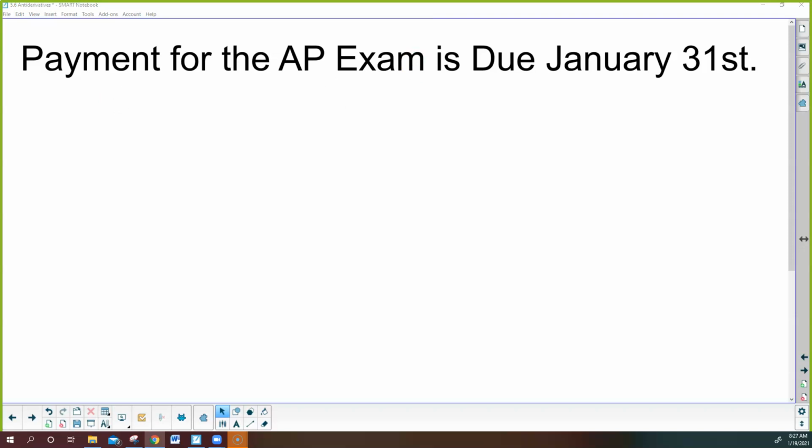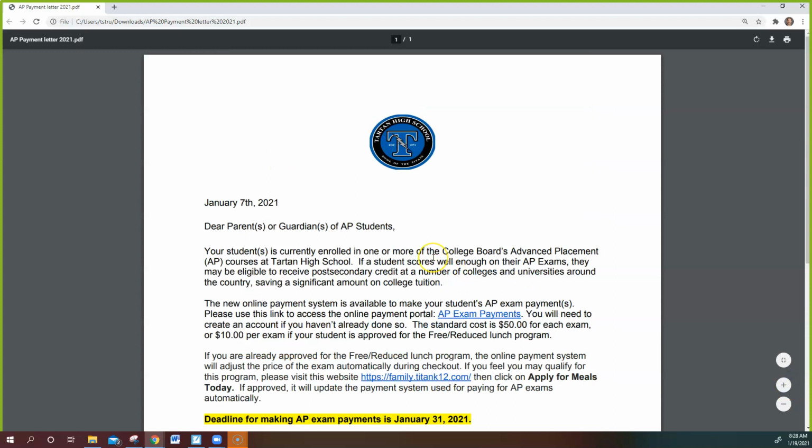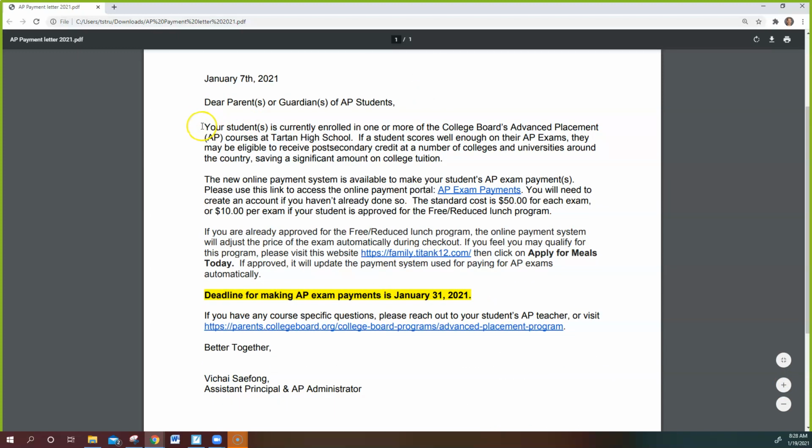So with that being said, I want a couple reminders here for you. I'm going to show you this letter that Mr. Sefong sent out. Payment for the AP exam is due on January 31st. We're going to have a quick little talk about that. But you should have got this letter in an email, and I'm not going to read it all the way, but it basically says, parents and students, your child is enrolled in an AP course. You have to make an online payment. A system is available. Use this link here to go to the AP exam payments. You need to create an account if you haven't done so.